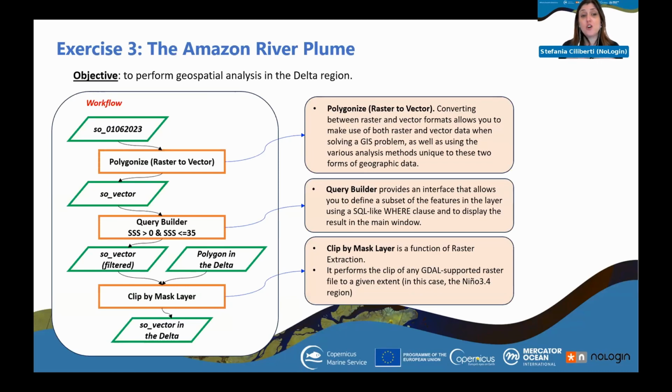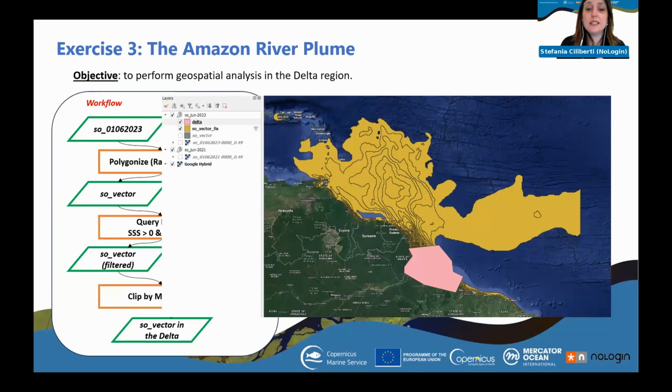As soon as you have converted your raster to a vector, you can set up the query for selecting the region that is characterized by salinity between 0 and 35 PSU. And as soon as you have created and filtered them, you can select the region of your interest where you would like to concentrate your analysis and compute the statistics by performing simply a clip.